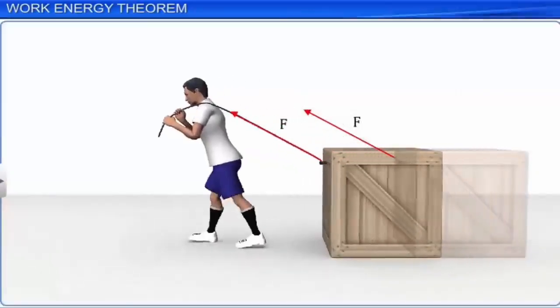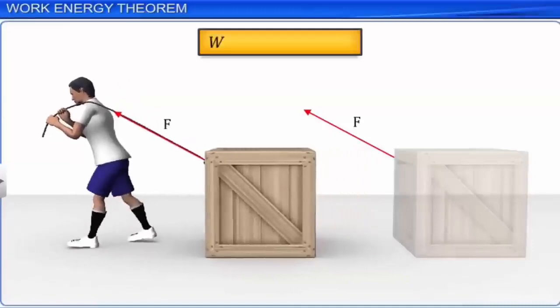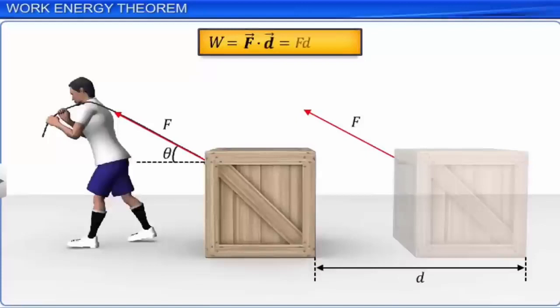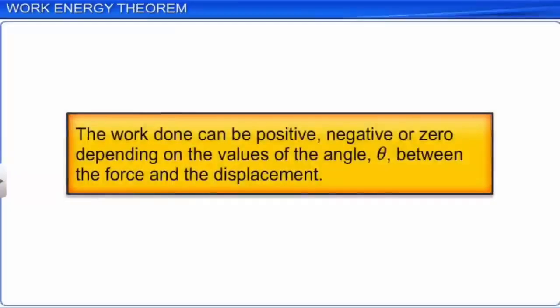Now, using the dot product, we can measure the work done as the dot product of the force and displacement, which is equal to Fd cos theta. However, the work done can be positive, negative, or zero depending on the values of the angle between the force and the displacement, theta.